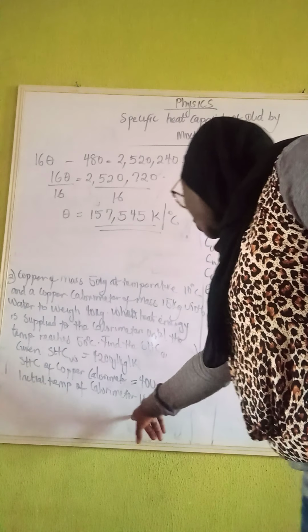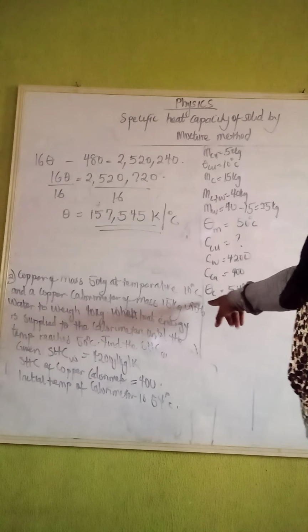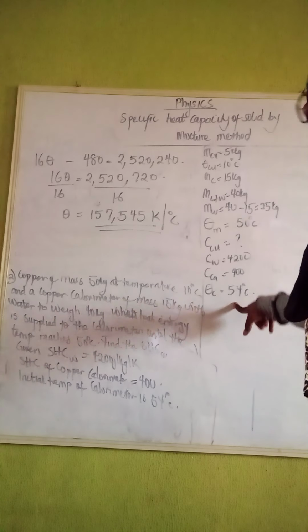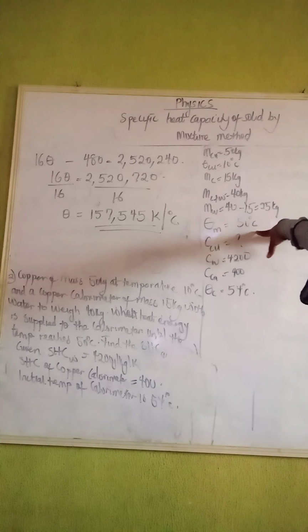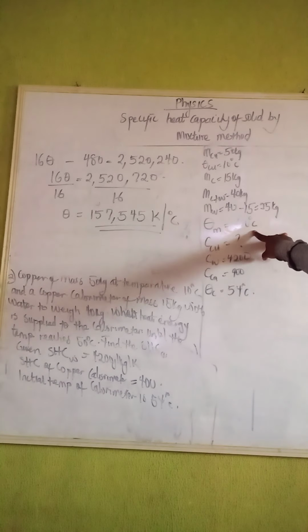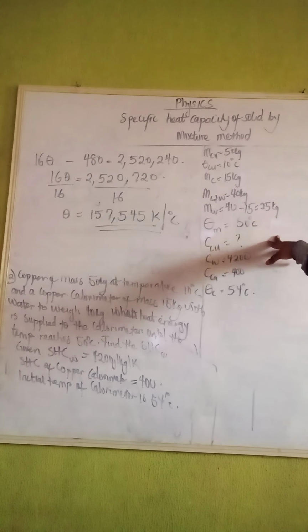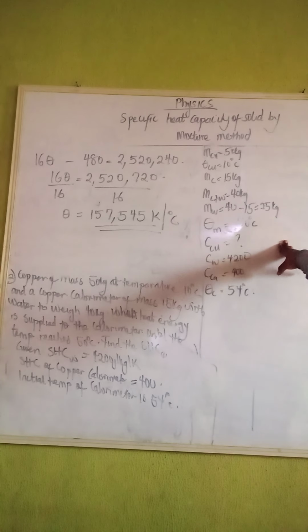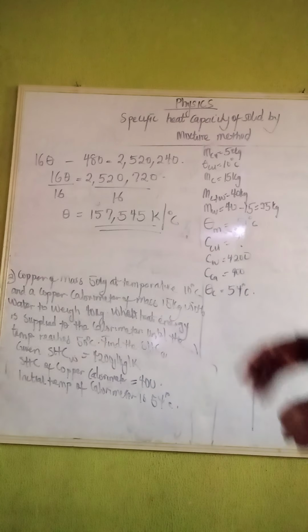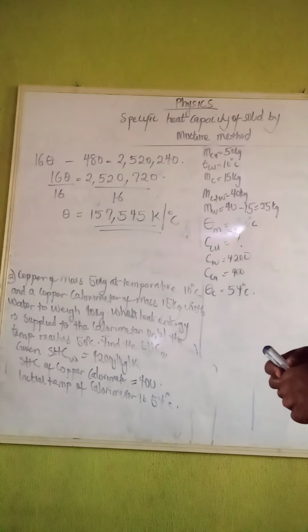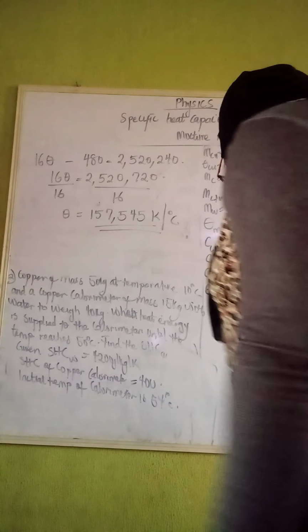Meanwhile, the copper calorimeter containing water has an initial temperature of 54, and the resulting temperature is 50. So definitely it is losing heat. For the temperature to have come down, it is losing heat. So we already know which one is our heat loss and which one is our heat gain.